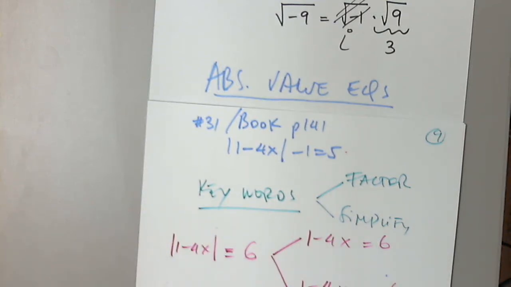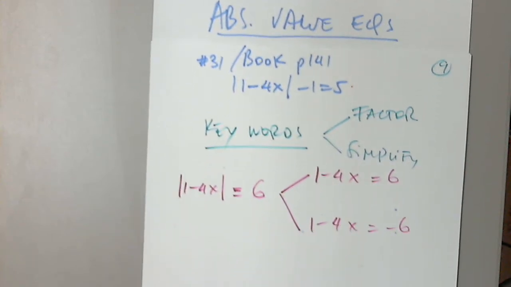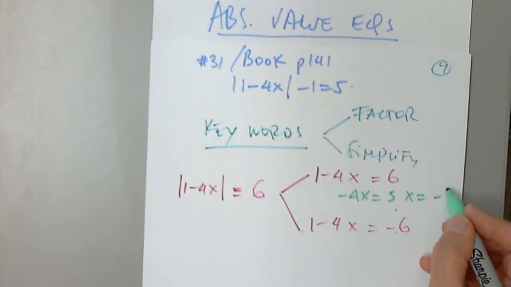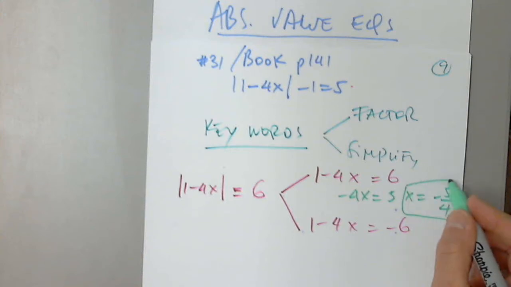So remember, please, every time you see an absolute value, you know you are going to see or expect 2 possibilities. At least that's the first step. They may turn out to be more than two. So now I solve the linear equations. Negative 4x equals 5 and x equals negative 5/4.